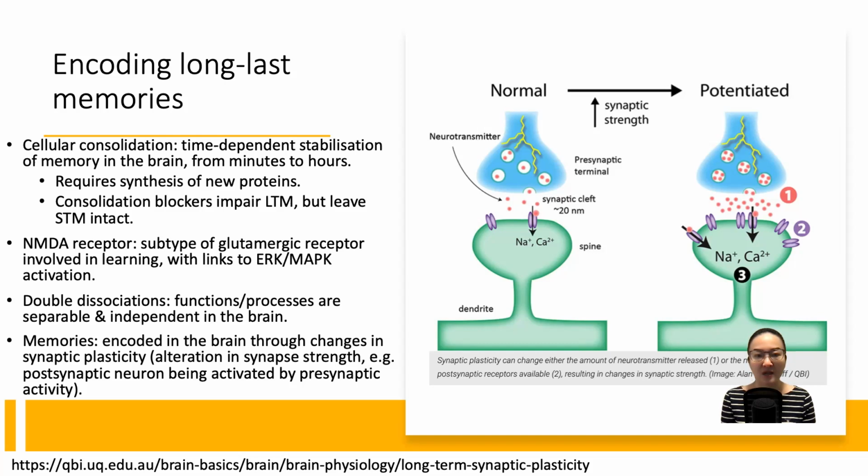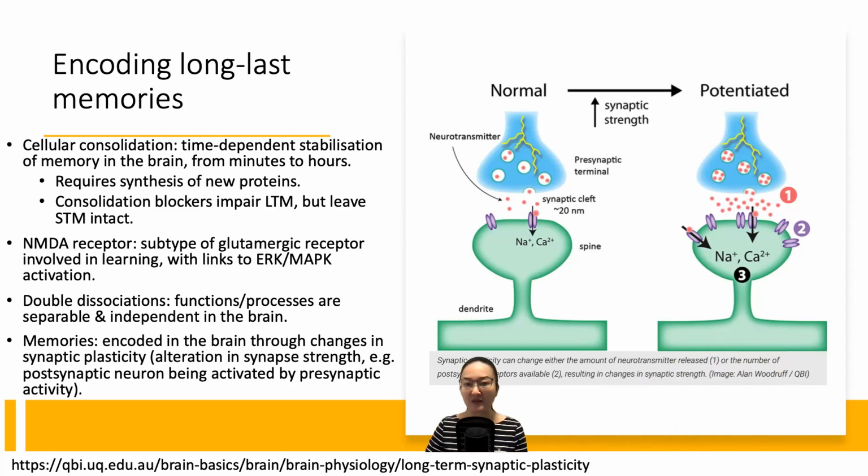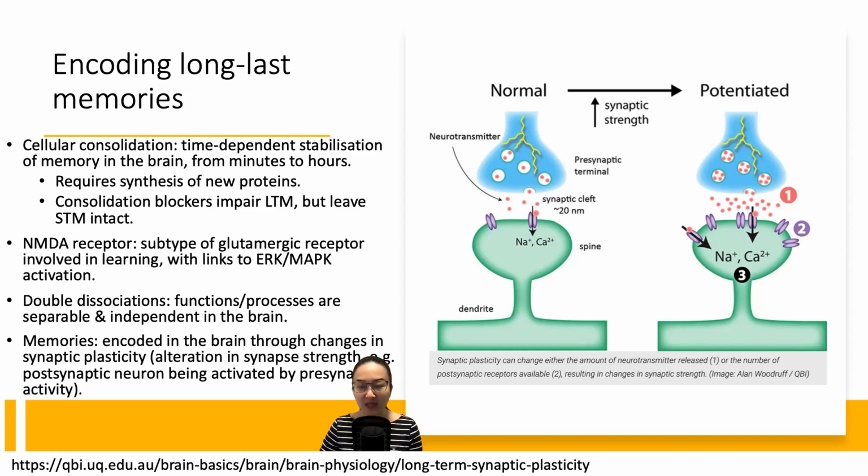Double dissociations. Functions or processes are separable and independent in the brain. Memories are encoded in the brain through changes in synaptic plasticity. What is synaptic plasticity? It's an alteration in synapse strength, for example, a postsynaptic neuron being activated by presynaptic activity. Here you can see the picture of synaptic plasticity that can change either the amount of neurotransmitter released or the number of postsynaptic receptors available, resulting in changes in synaptic strength.